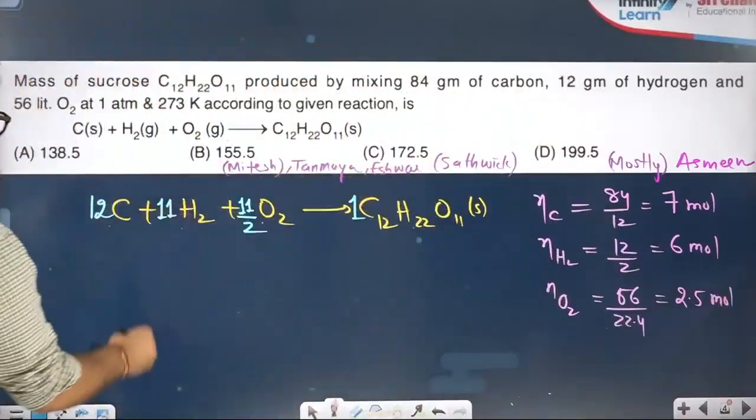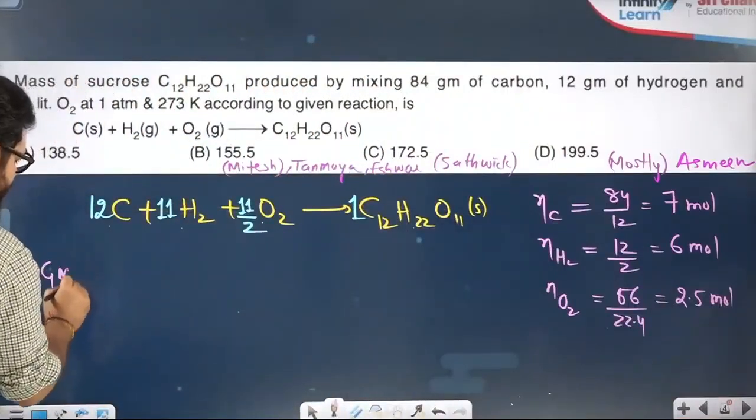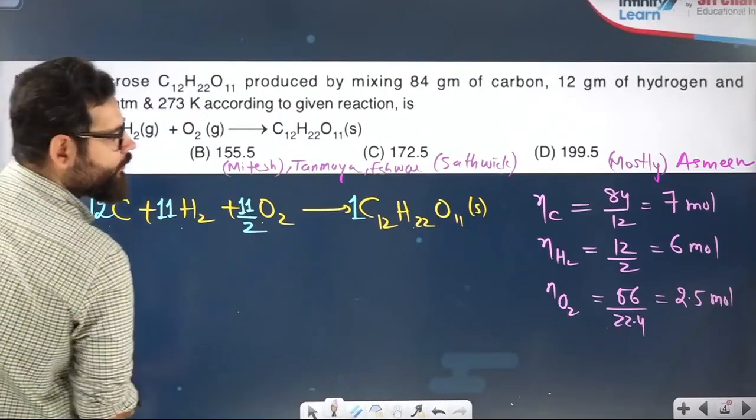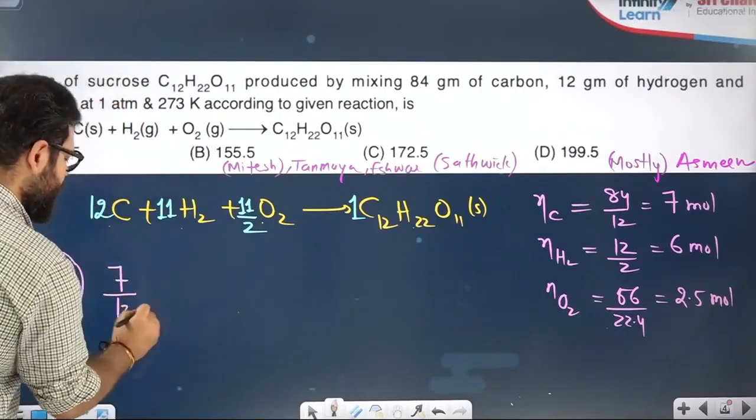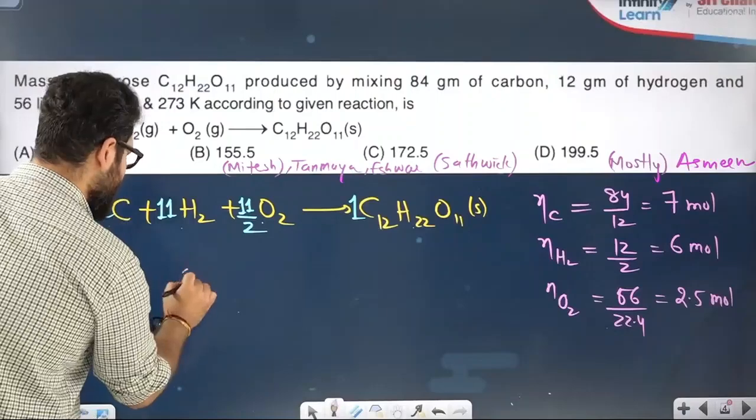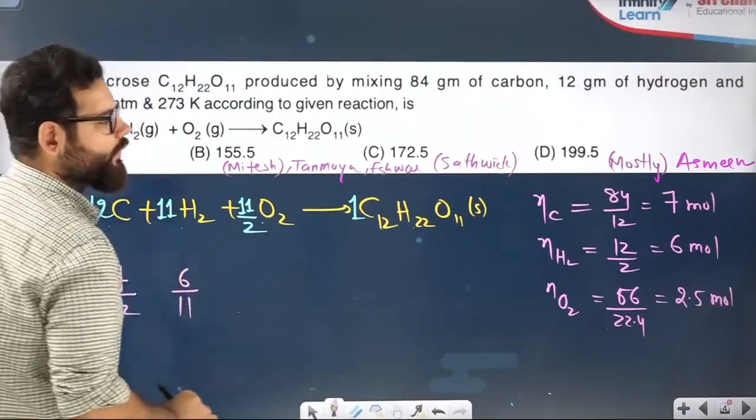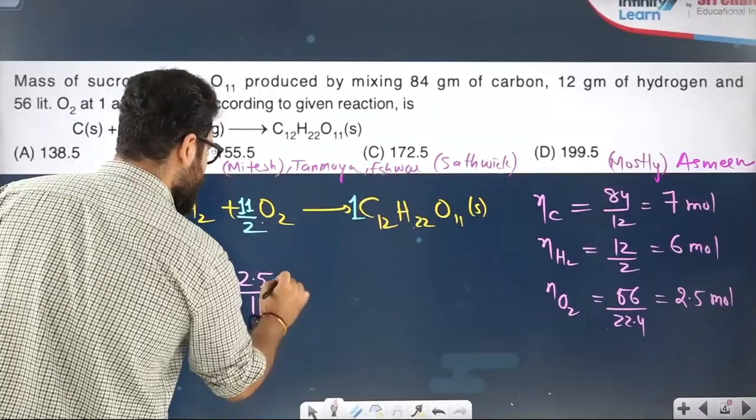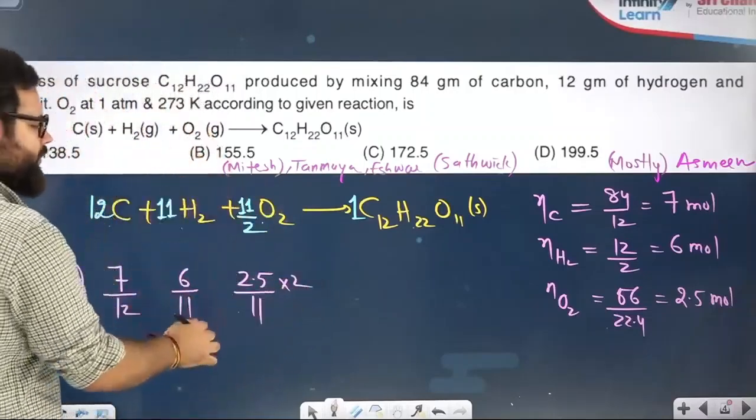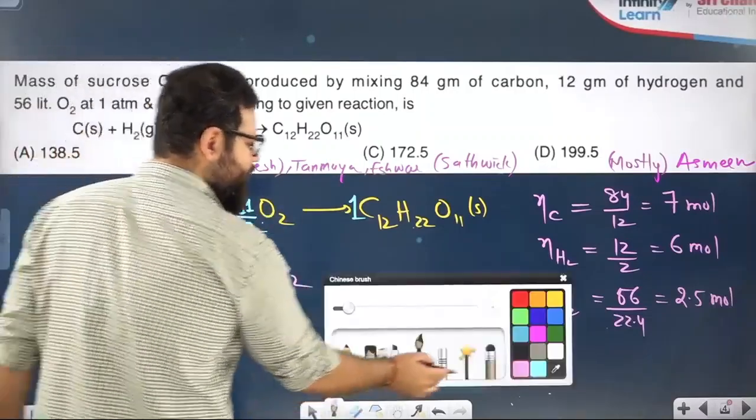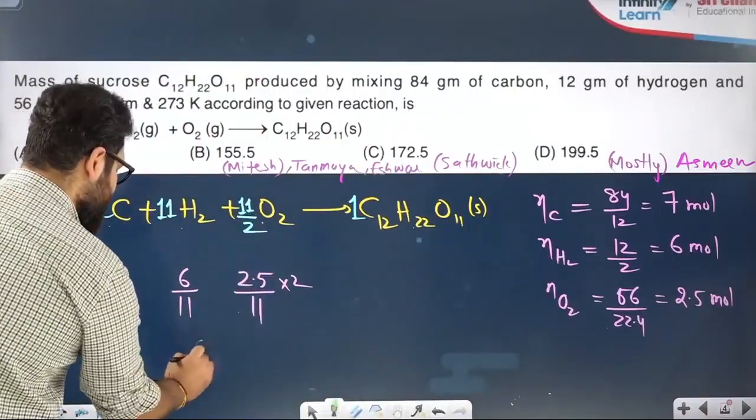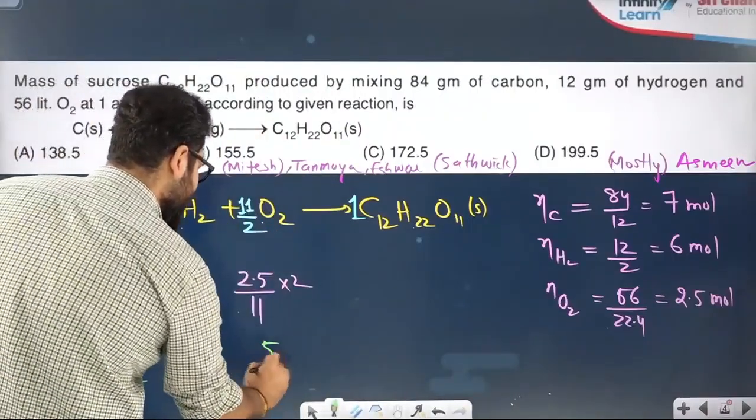7, 6, 2.5. So I am doing given moles by stoichiometry, everybody. 7 by 12, 6 by 11, 2.5 by 11 by 2. 11 by 2, 2 comes up. Okay. So these numbers look like this: 7 by 12, 6 by 11, 5 by 11.